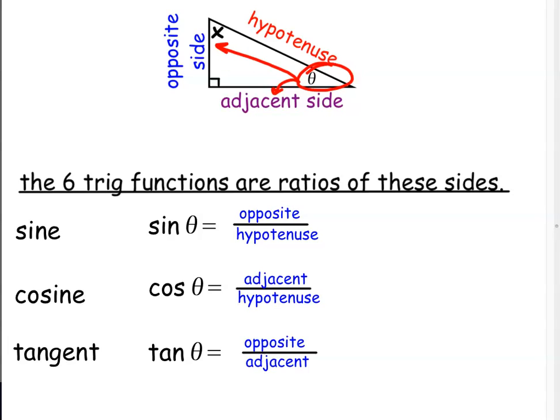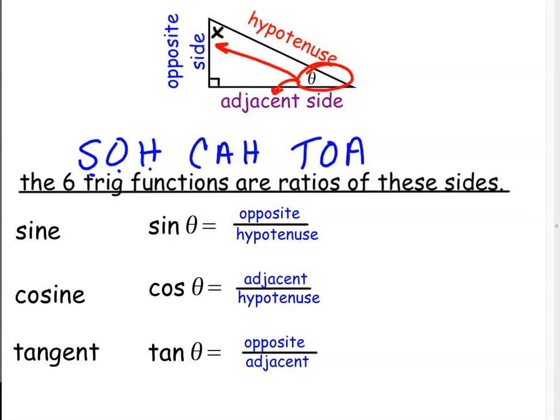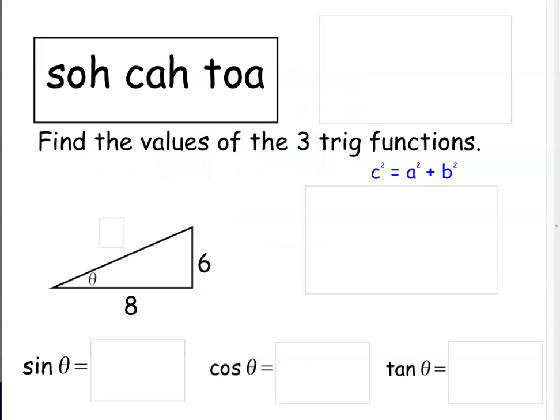SOHCAHTOA? Helps if I spell it correctly. So, sine is opposite divided by hypotenuse. Cosine is adjacent divided by hypotenuse. Tangent is opposite divided by adjacent. Okay. You guys did do this last year, correct? Okay. So SOHCAHTOA, we're going to use that to help us figure out our angles here.